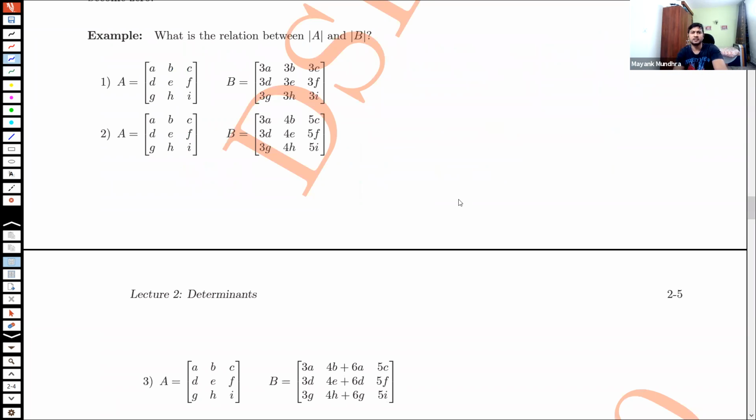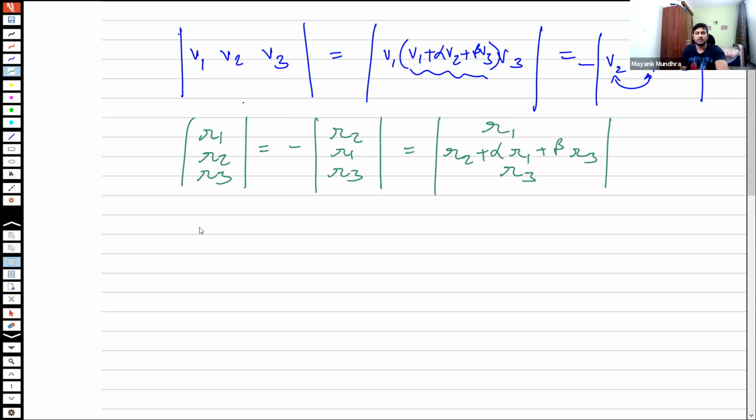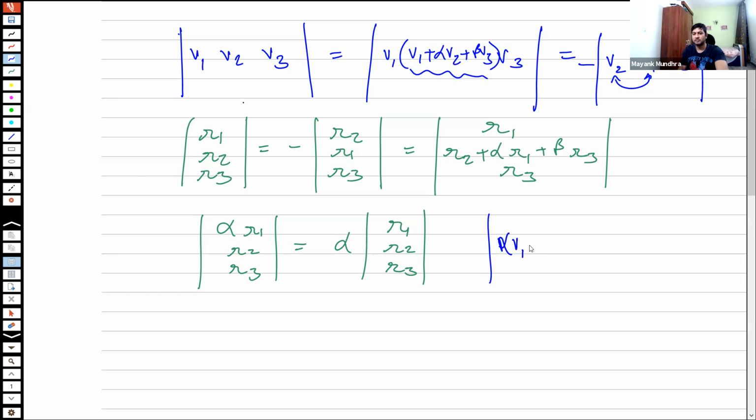So in light of these properties, I gave you a few. One more thing. If any of the rows goes alpha times, so alpha times row 1, row 2, row 3 will be alpha times the determinant of row 1, row 2, row 3. And similarly, when you're looking at column vectors, alpha times v1, v2, v3 will be equal to alpha times the determinant of v1, v2, v3. So if any of the row or column goes alpha times, then the determinant goes alpha times.